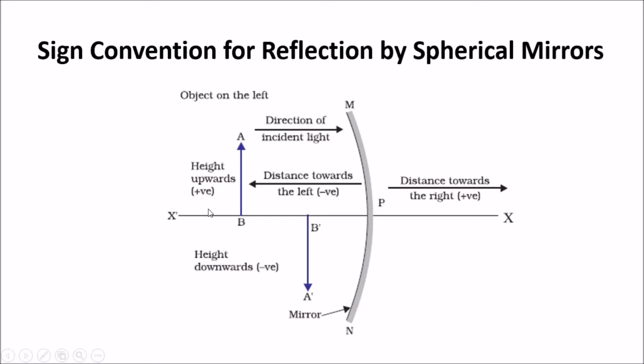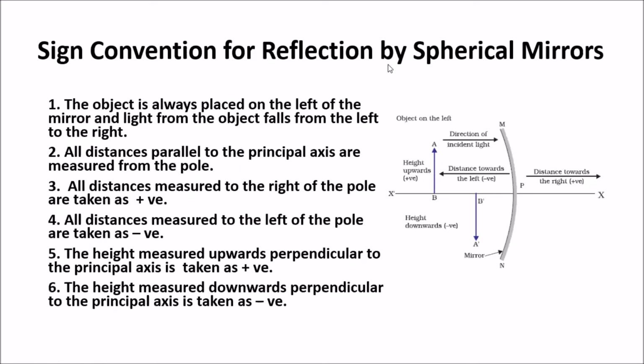All the upward heights or above the principal axis measurements are positive, and below the principal axis measurements are negative. So based on this, we will also understand now. Right now we can see it's an inverted image, which means it's a real image. So if it is a real image, we will get certain situations of height. For virtual image, we'll get certain situations for height of object. So we can understand based on sign convention. Let's see what the sign conventions are.